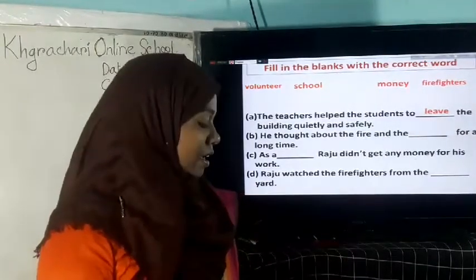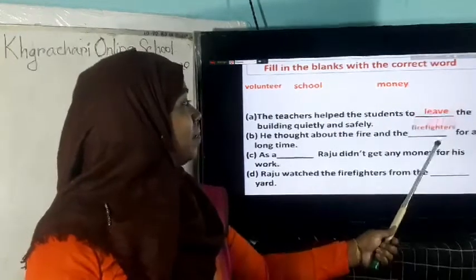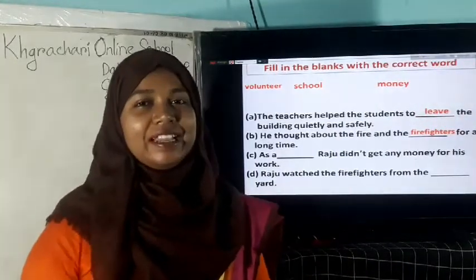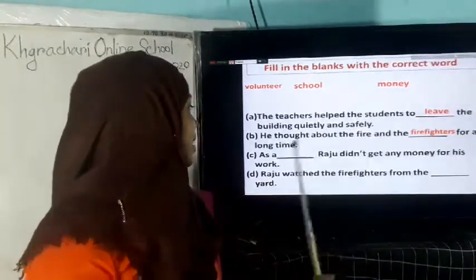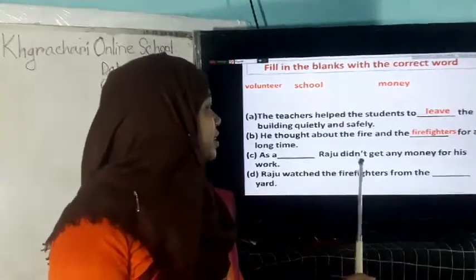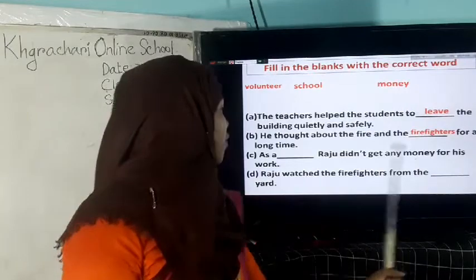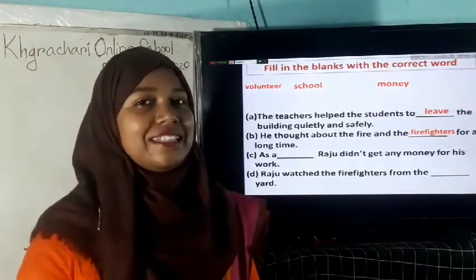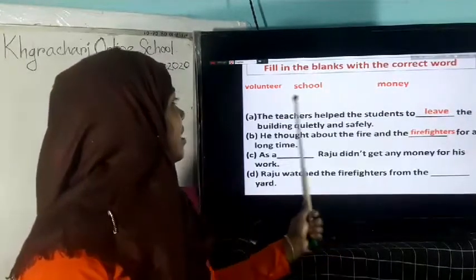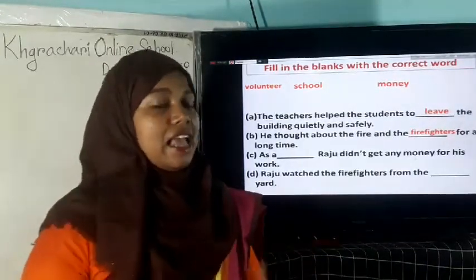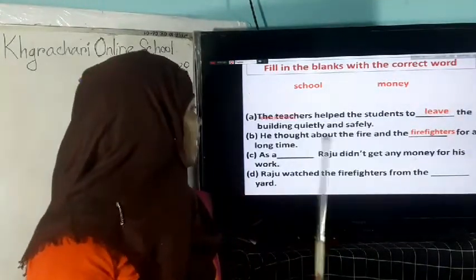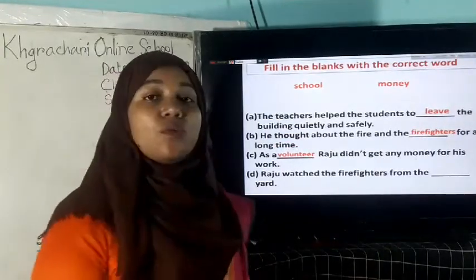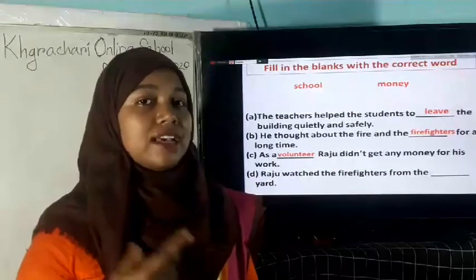He thought about the fire and the firefighters for a long time. Okay? Next, number C. As a dash, Raju didn't get any money for his work. As a, what will be the answer? Here is the answer: as a volunteer, Raju didn't get any money for his work.